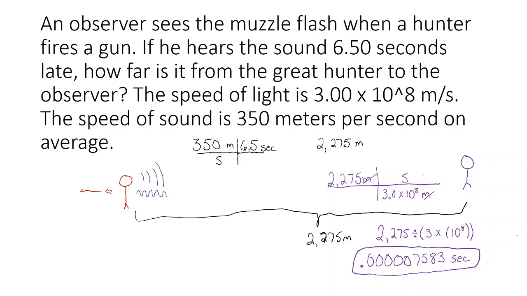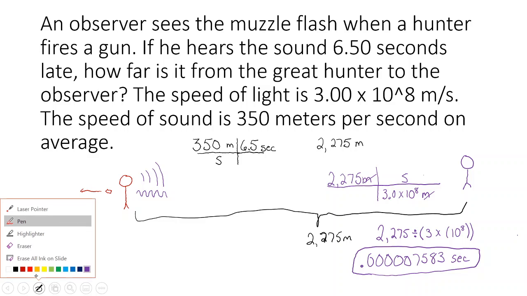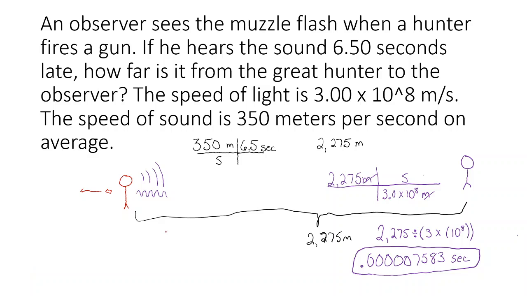Okay, and that would be the time it takes for the light to travel from the action to the observer. But the question up here asks, how far away was the hunter from the observer? Well, the solution that I want to put as my actual answer for your homework purposes has 3 significant digits. So I'm going to say it's about 2,280 meters approximately.